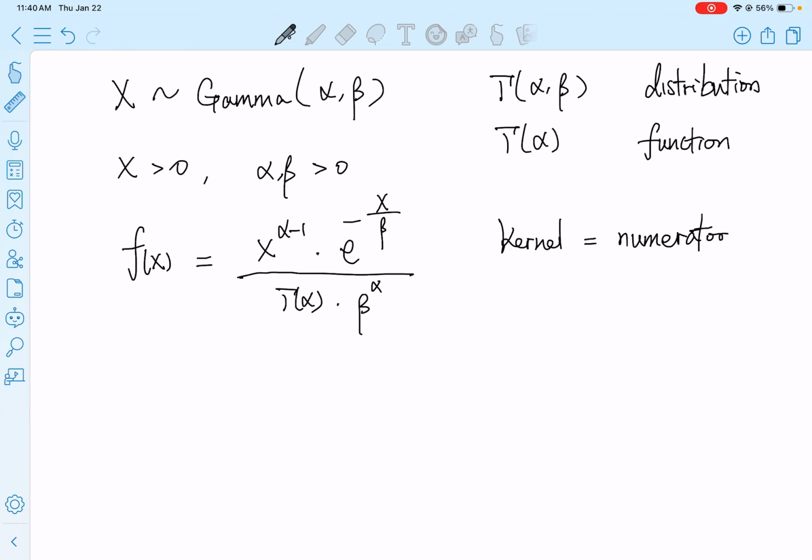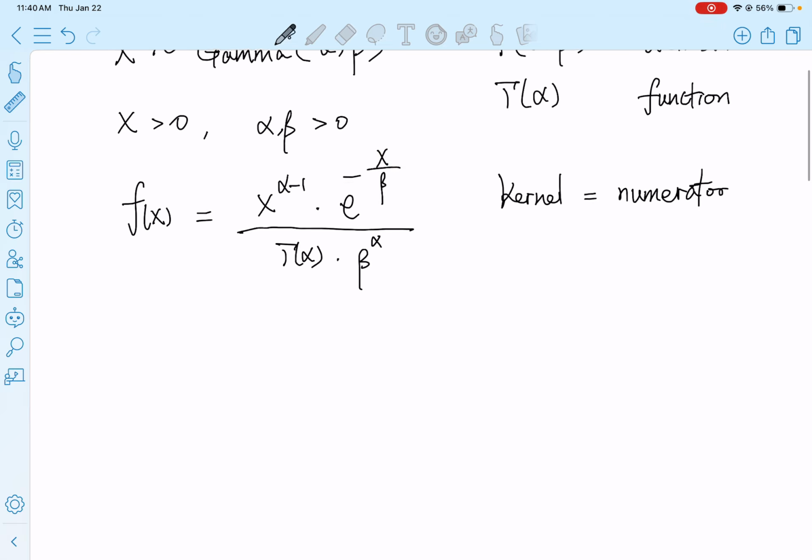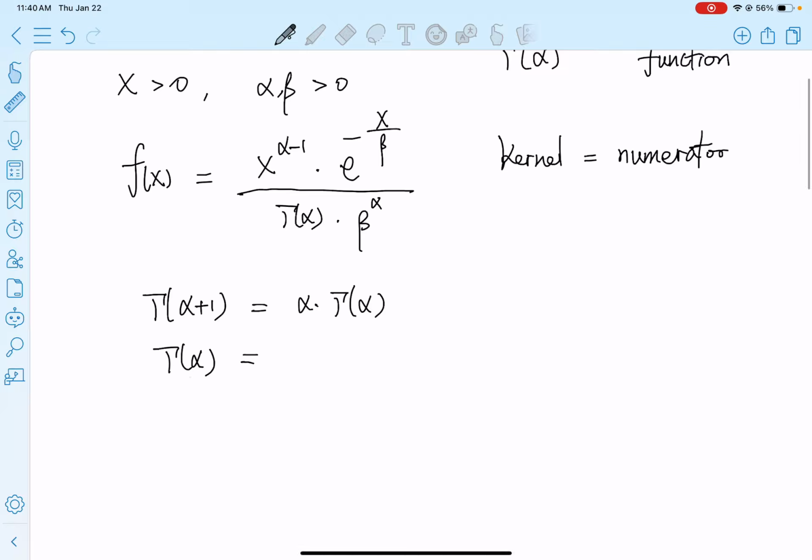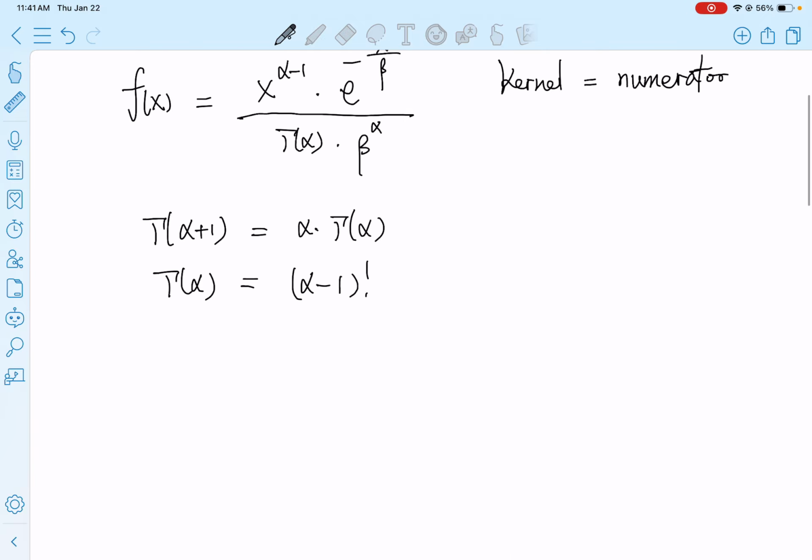Okay. And last time we also talked about two properties of the gamma function. When you input alpha plus 1, this is equal to alpha multiplied by gamma of alpha. And when alpha is an integer, the gamma function of alpha is just equal to alpha minus 1 factorial.